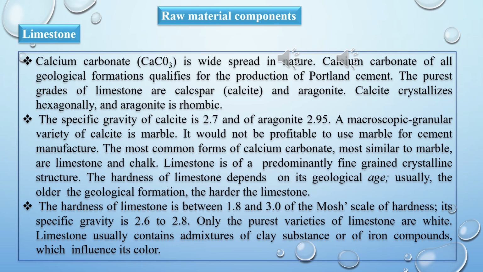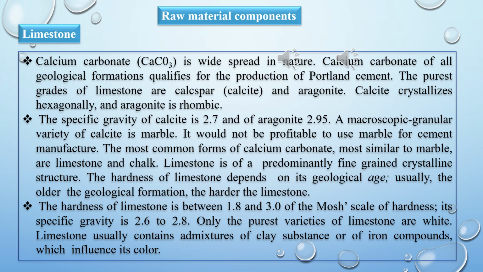He said that the two major crystalline forms of calcium carbonate are calcite and aragonite. Calcite crystallizes in hexagonal form, while aragonite crystallizes in rhombic form. Now the next point is the specific gravity of calcite is 2.7 and of aragonite is 2.95.